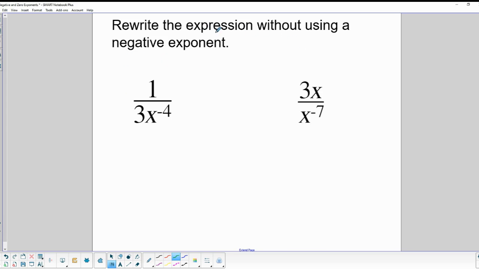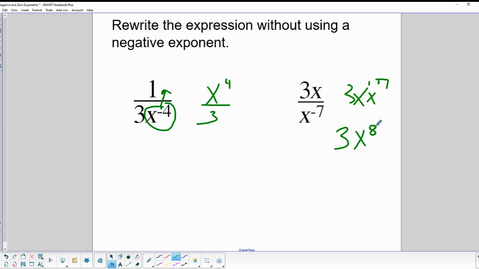So we're going to rewrite each expression without using a negative exponent. So here's our negative exponent. So in order to get rid of the negative exponent, we need to move it to the numerator of our fraction. So that's going to end up being x to the fourth over 3. Or in this case, 3x times x to the 7th. And we know that we've got x to the first and x to the 7th now on top. Those two would combine to give us 3x to the 8th power. Okay.